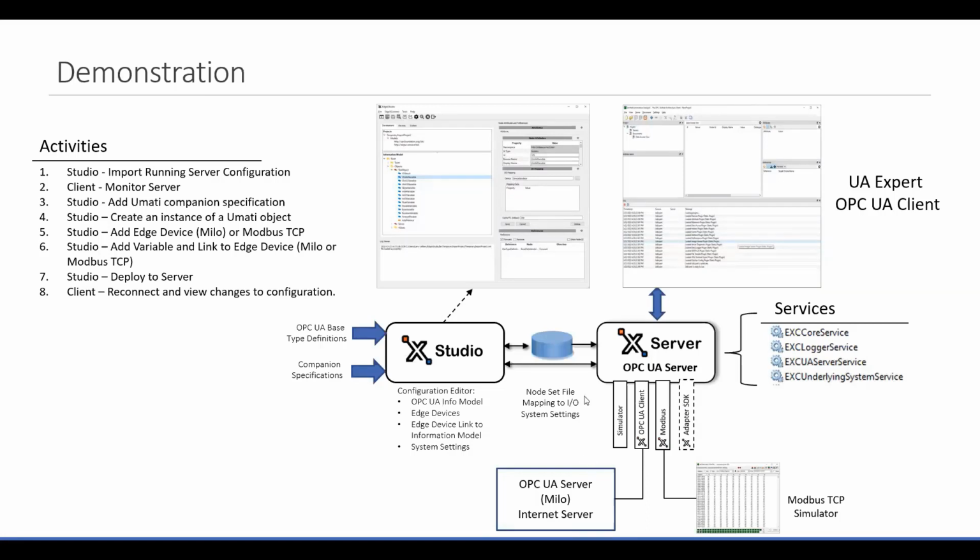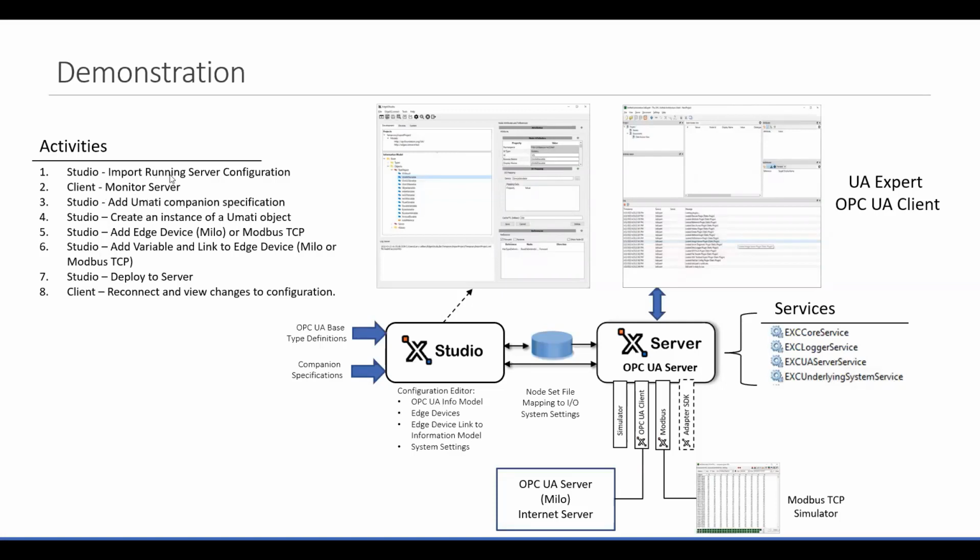But the key part of this demonstration is the fact that EdgeXConnect is currently the only technology that allows a user to import an existing information model from a companion specification or from a private endeavor, import it into the model, create an instance of that standard model, and then map it to I/O and deploy without having to write any code. And that's what we're gonna do.